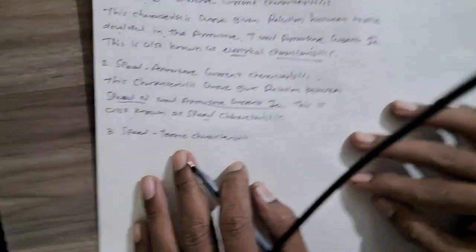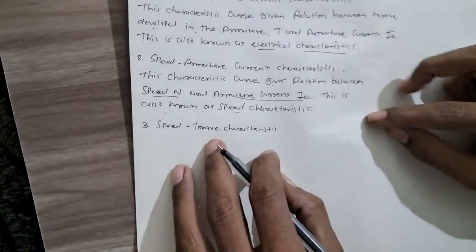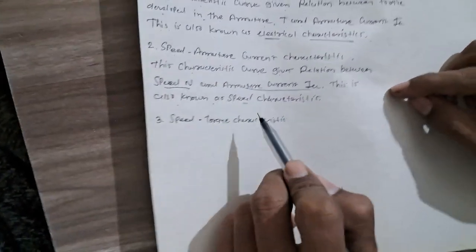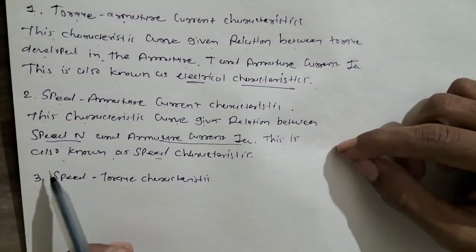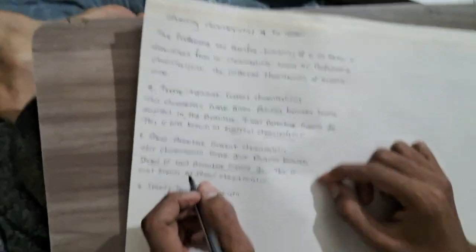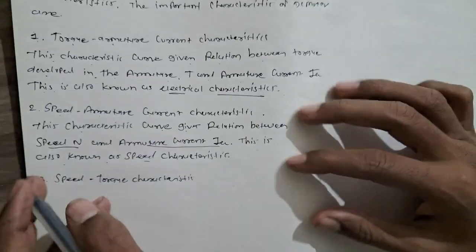So the third characteristic is the speed torque characteristic. This characteristic gives the relation between speed N and torque developed in the armature T. This is also known as the mechanical characteristic.